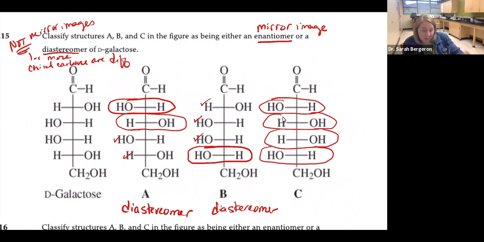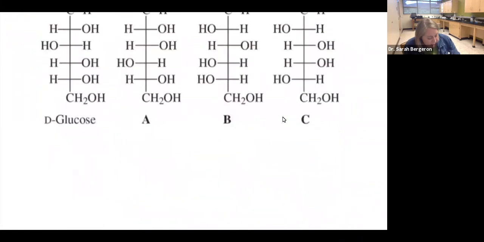And if you read down the side of one, so if we read down going this way, hydroxyl, hydrogen, hydrogen, hydroxyl, and if we read down on this side, we should get the same thing. Hydroxyl, hydrogen, hydrogen, hydroxyl, and we do. So that is an enantiomer. Okay. All right, that's for class.